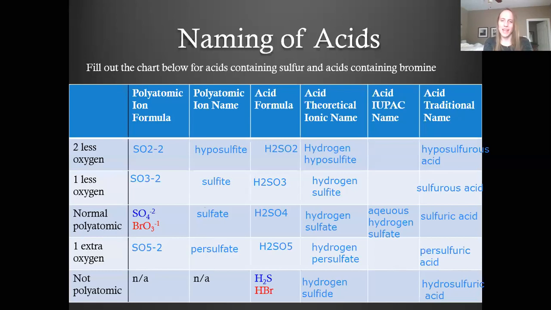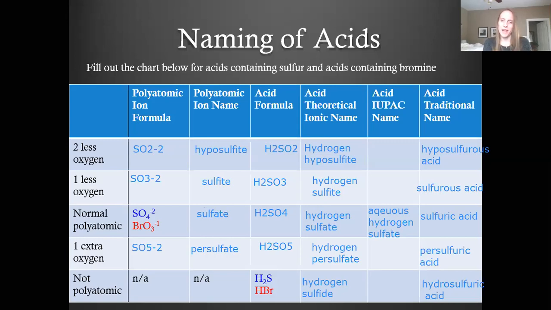I then went through and named these different polyatomic ions. So again, it's called sulfate when it's in its normal state, sulfite if it's down an oxygen, hyposulfite if it's down 2 oxygens, and persulfate if it has an extra oxygen.